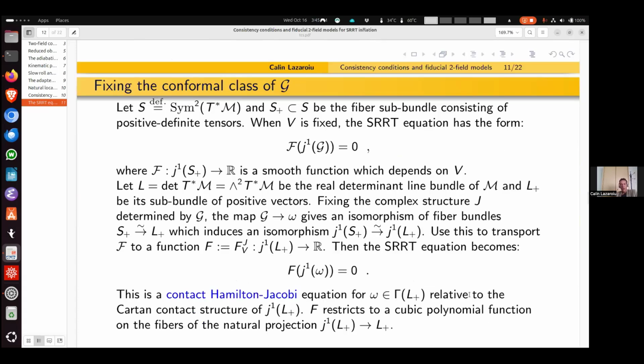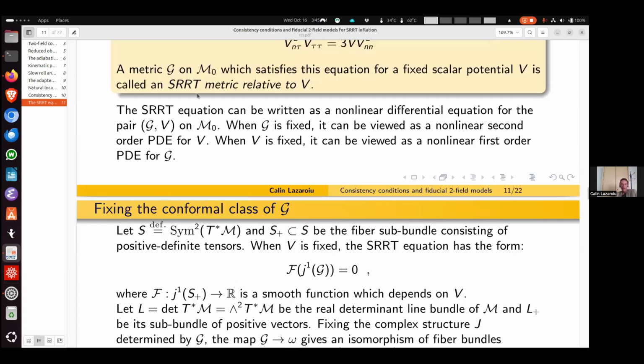So what we are going to do next, in order to simplify this, if you want to choose coordinates, and we are going to fix a scalar potential and want to look at it as a first order equation for the coefficients of matrix G. But G has 3 independent coefficients because this is a surface, M naught itself is 2-dimensional. And it's complicated because, of course, you have to consider the gauge freedom given by changing coordinates, and we don't want to deal with that.